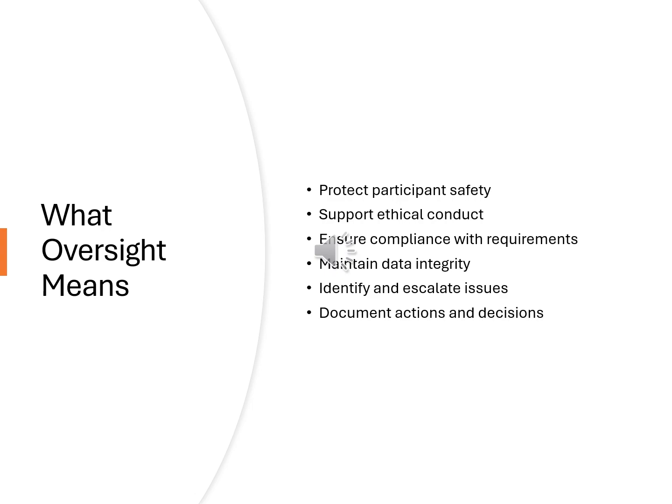Oversight is the ongoing responsibility to ensure the study is conducted correctly and safely. Oversight includes protecting participant safety, ensuring informed consent is valid and properly documented, and confirming the study procedures follow the protocol and regulatory requirements. Oversight also includes ensuring that data are accurate, complete, and reliable. This matters because regulatory decisions and clinical practice decisions are based on these data. Finally, oversight means recognizing when something is going wrong, escalating it appropriately, and taking corrective action.